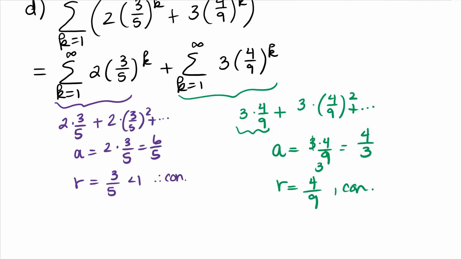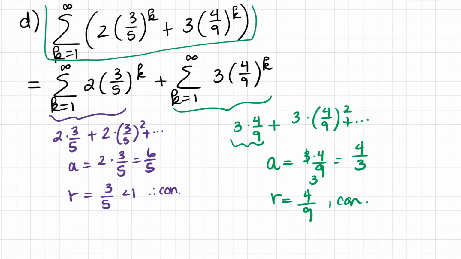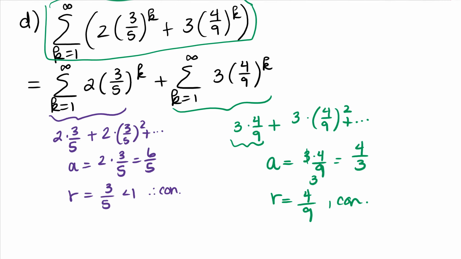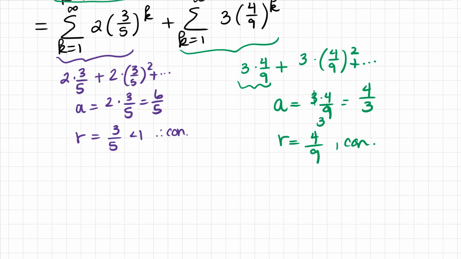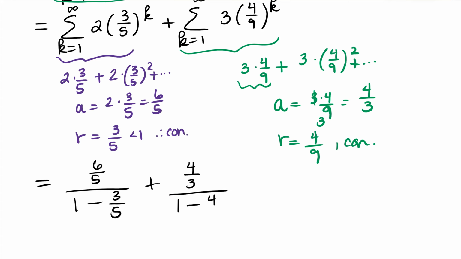That's great. So we know that because both of these converge, I don't know yet what it converges to, but I know for certain that if I have 2 series and I'm adding or subtracting them, and both those series converge, then my series itself will converge. So let's figure out what those are going to converge to. My first series, I'm going to have a, which is 6/5, all over 1 minus r. And then over here I have plus my a, which in this case is 4/3. I feel like maybe I shouldn't have simplified that. Oh, well, that's okay. 1 minus 4/9 on the bottom.